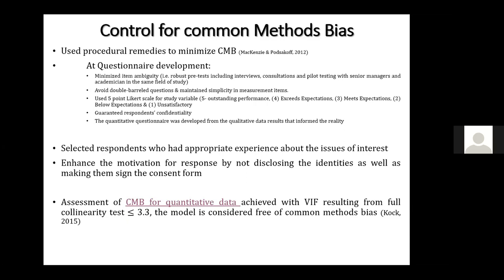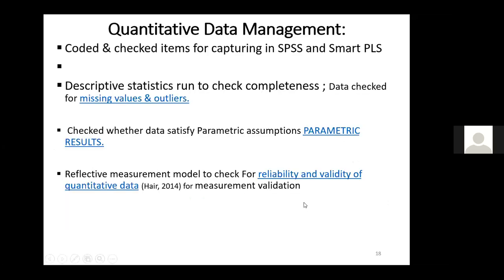As you can see, all these values about the variables are less than 3.3, which quantitatively confirms that common methods bias is not an issue according to Kock 2015. Quantitative data management, we coded and checked items for capturing in SPSS, and also used Smart PLS because it's one of the systems that can manage robust analysis of data of this nature.